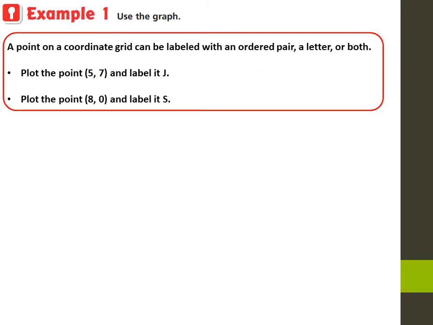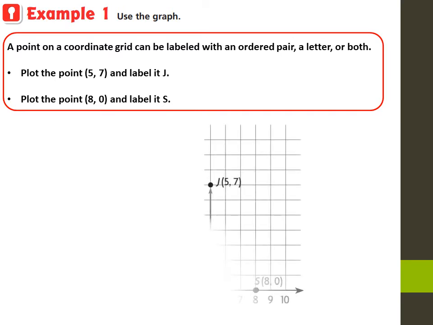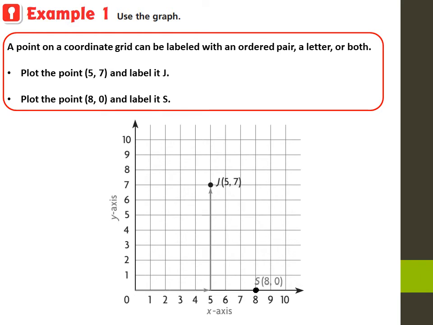A point on a coordinate grid can be labeled with an ordered pair, a letter, or both. Plot the point 5, 7 and label it J. From the origin, move right 5 units and then up 7 units. Plot and label the point.